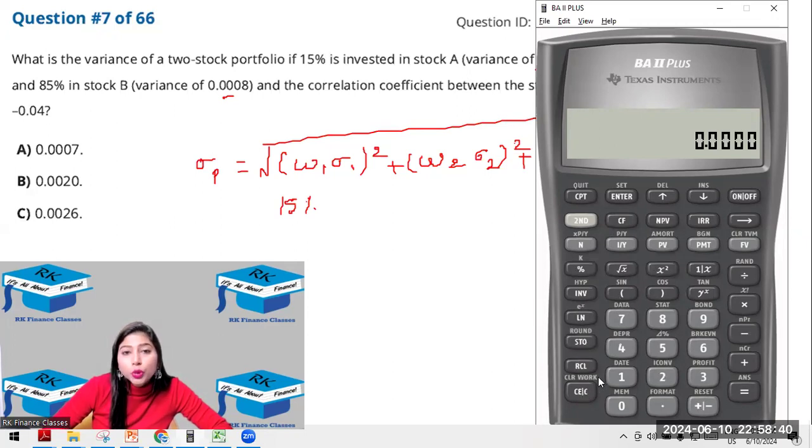And now the third term, 2 W1 sigma 1 W2 sigma 2 into R. So 2 into W1, that's 15%, 15% into sigma 1. Sigma 1 is in recall 7, into W2 is 85%, 85% into sigma 2 is recall 8, into R करना बाकी है, that's 0.04. They have given R is correlation, so they have given in the question it is minus, so press 0.04 and then press on plus minus button equal to.